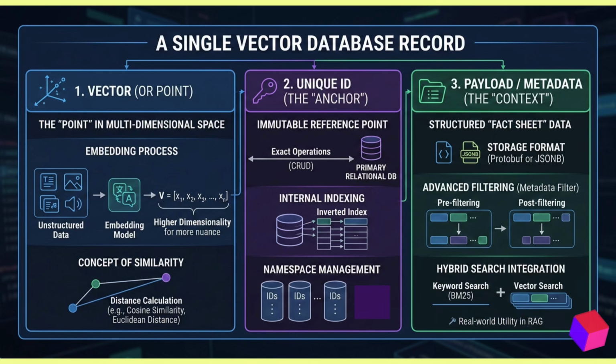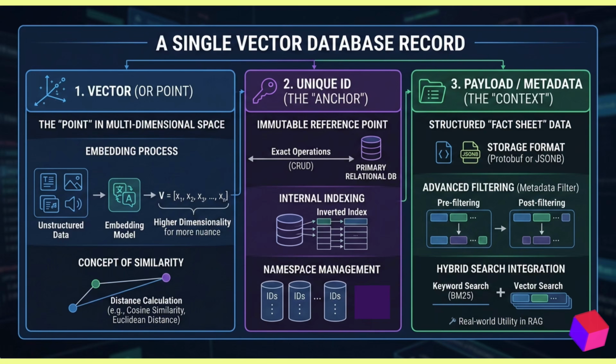Data does not start as a vector. An embedding model like OpenAI's Text Embedding 3 Small or BERT acts as a translator. It takes unstructured data like a sentence, a JPG, or a WAV file and projects it into a coordinate system. A vector is an array of n dimensions. Each number represents a specific feature or latent trait of the data identified by the model, though these traits are usually not human readable.